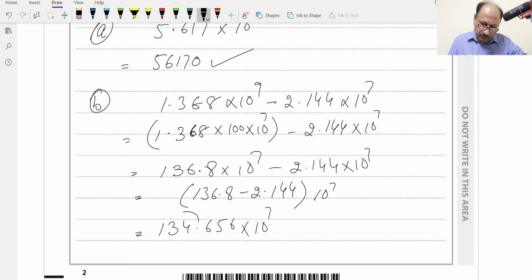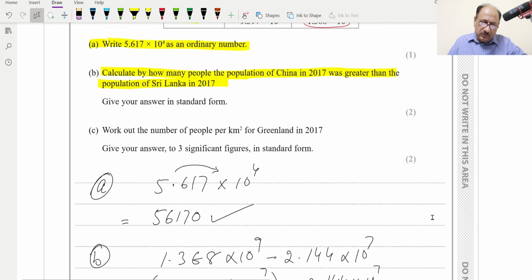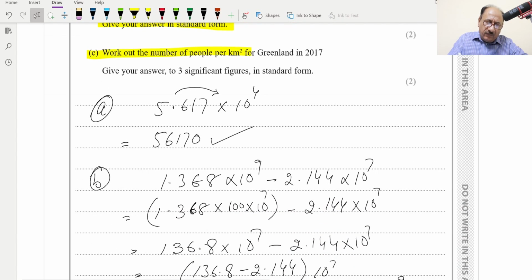Again, this decimal will be moving 2 digits to the left, and this can be written as 1.34656 × 10 raised to the power 9, and this will be the final answer in standard form, which we have written. Because they are saying give your answer in standard form. So this is 2 more questions which we have done. Now C part: work out the number of people per kilometre square for Greenland in 2017.